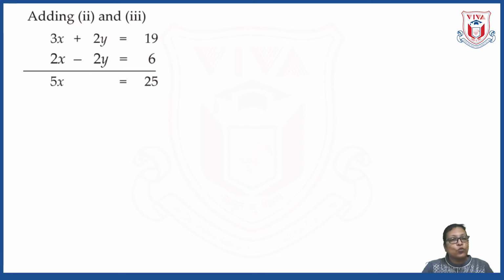Plus y and minus 2y got cancelled and we got 3x plus 2x as 5x, and on the right hand side 19 plus 6 is equal to 25. And when we solve, we are going to get x is equal to 5. Why? Because x is equal to 25 divided by 5. So the value of x is 5.